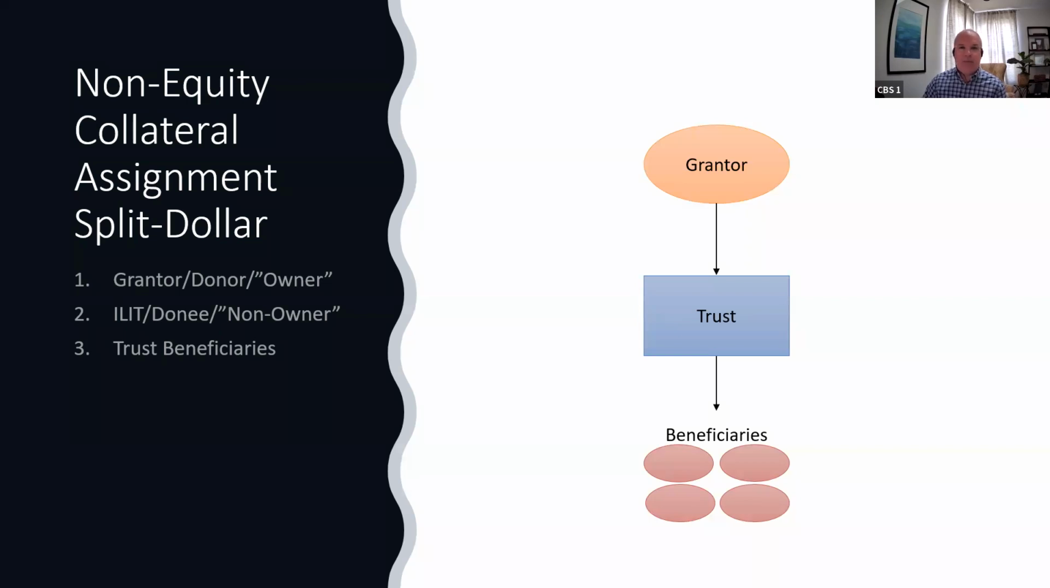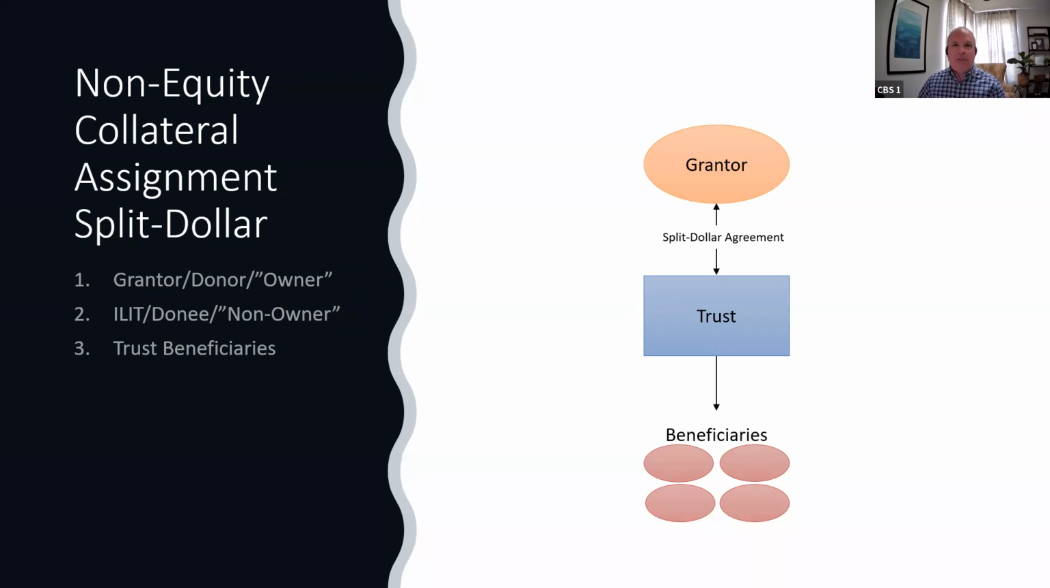It involves the same three parties as any one of these types of transactions: the grantor, who is the donor, and the trust and the beneficiaries. Note I said that the grantor is the owner of the policy here on the side, and that the trust is the non-owner. The trust is the owner of record, but for split dollar purposes, because the grantor owns the cash value in this type of transaction, they're considered the owner for split dollar purposes. But the owner of record is the trust, and it's outside the estate if you do it right.